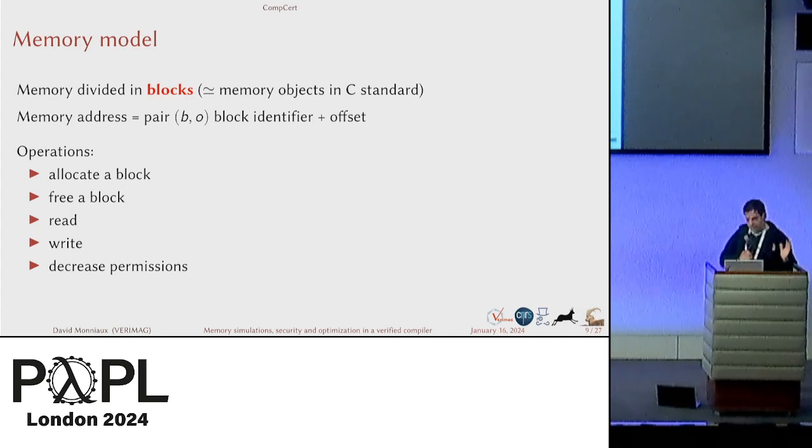And the idea is that you're not allowed to freely move between blocks. You are not allowed to do pointer arithmetic that would jump from a block to another block, okay? This is actually prohibited by the C standard anyway. And the operations are that you can allocate a block, free a block, read from an address, write to an address, and you're also allowed to decrease permission. You can turn the data read-only, for instance.